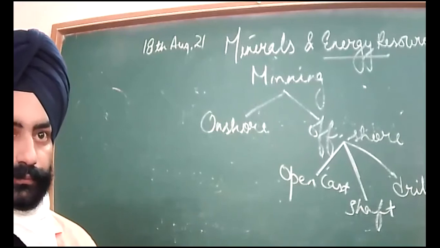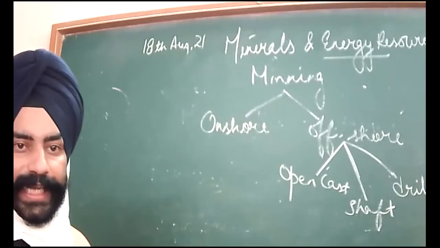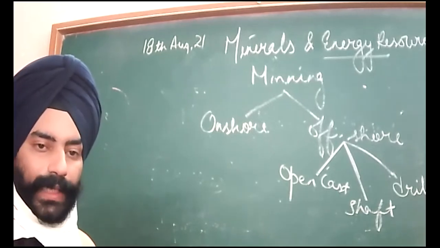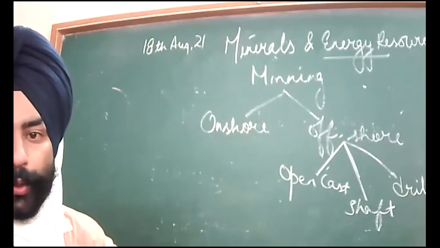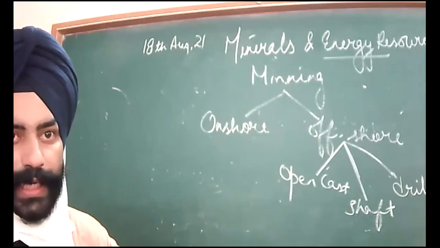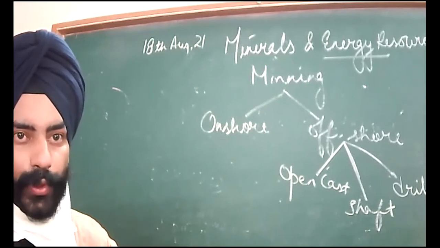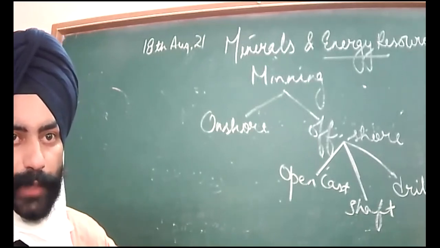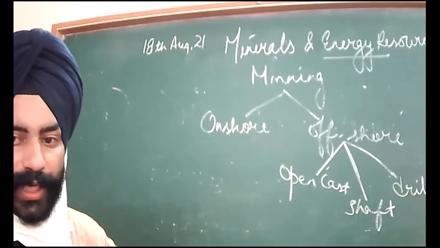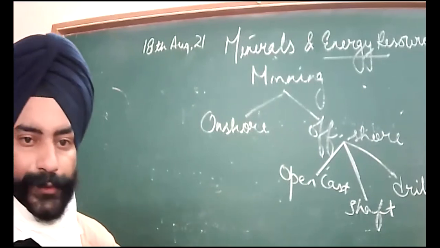Example, Ankleshwar in Gujarat, known for extraction of crude oil. It is on the coast of Gujarat on the Arabian Sea, through which we extract the crude oil. This is known as onshore mining. Clear? Next, offshore mining.